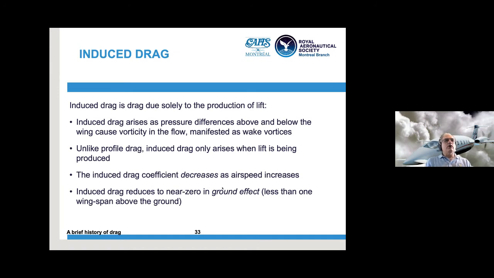If you're within about one wingspan of the ground, induced drag goes away or reduces significantly because the air no longer has that ability to curl around that it had. The ground provides a kind of buffer that we'll see in effect in a minute.